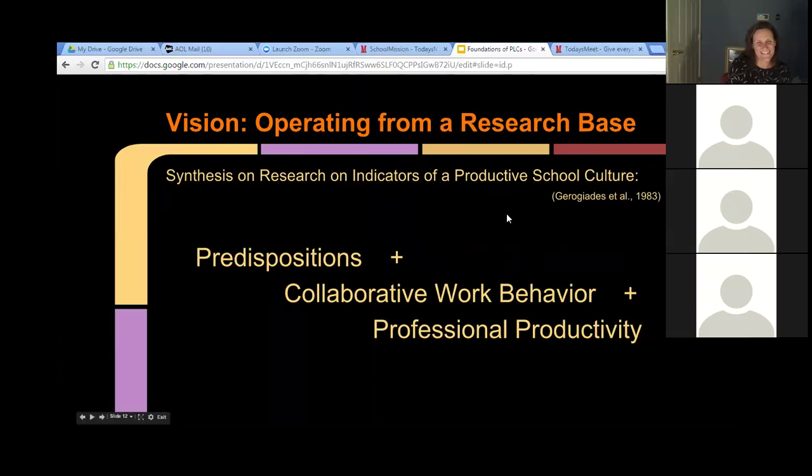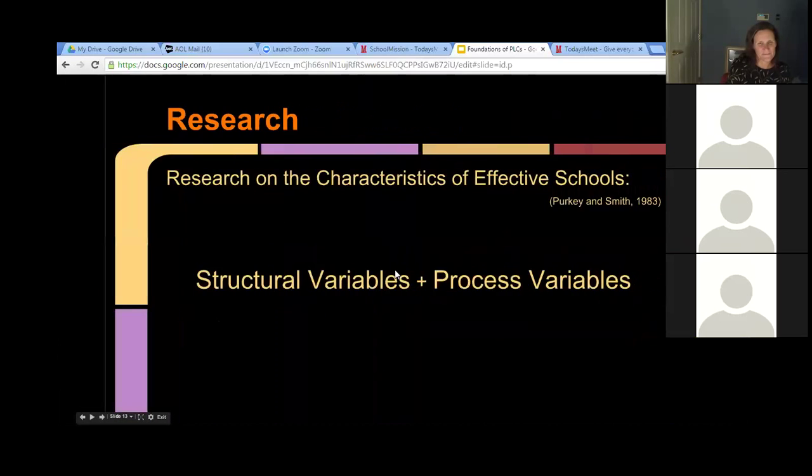The research on the indicators of a productive school culture covers the predispositions: a student-centered orientation and improvement orientation, having high expectations overall, collaborative behaviors, and certainly professional productivity, our strong knowledge base developed by staff development, and our sense of group goals and group commitments. And then the research of Purkey and Smith on the characteristics of effective schools: structural variables being school site management, strong leadership, those kinds of things, and process variables being things like a sense of community and shared goals, again, order, discipline.